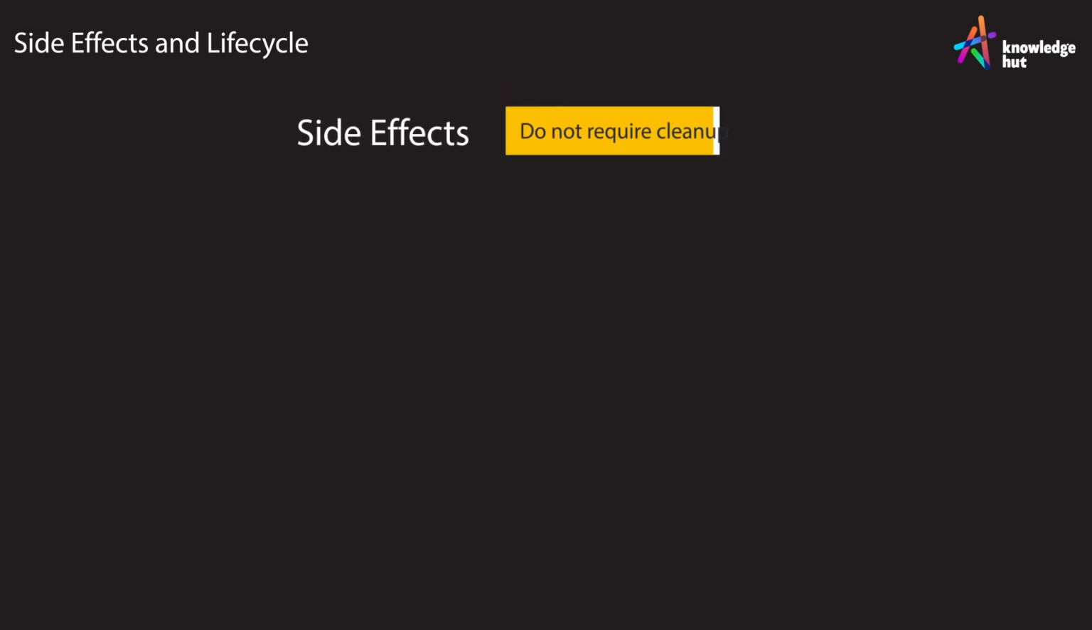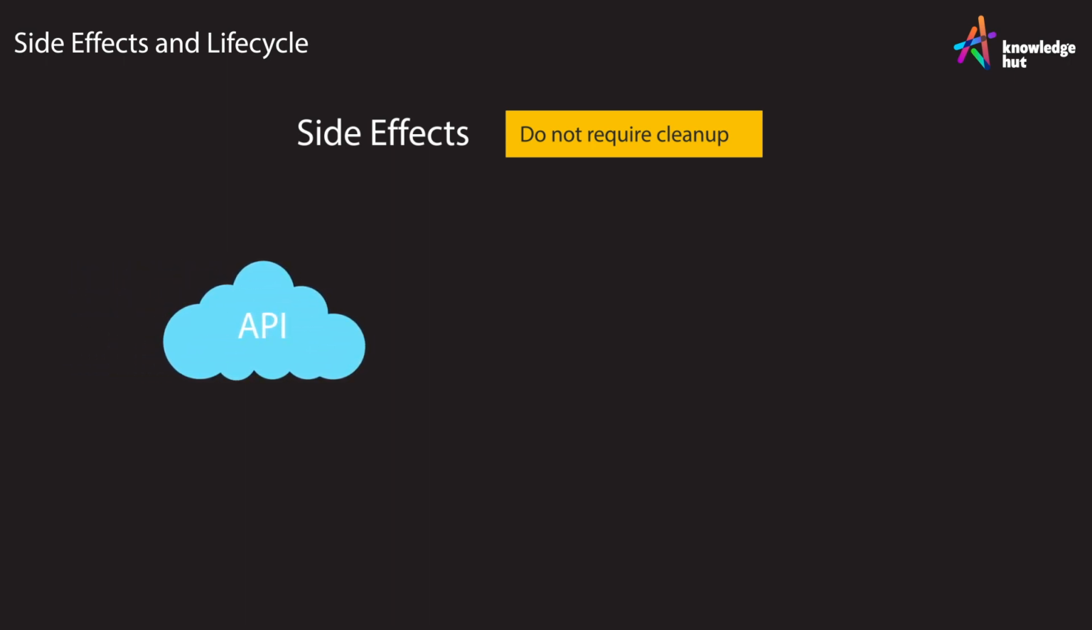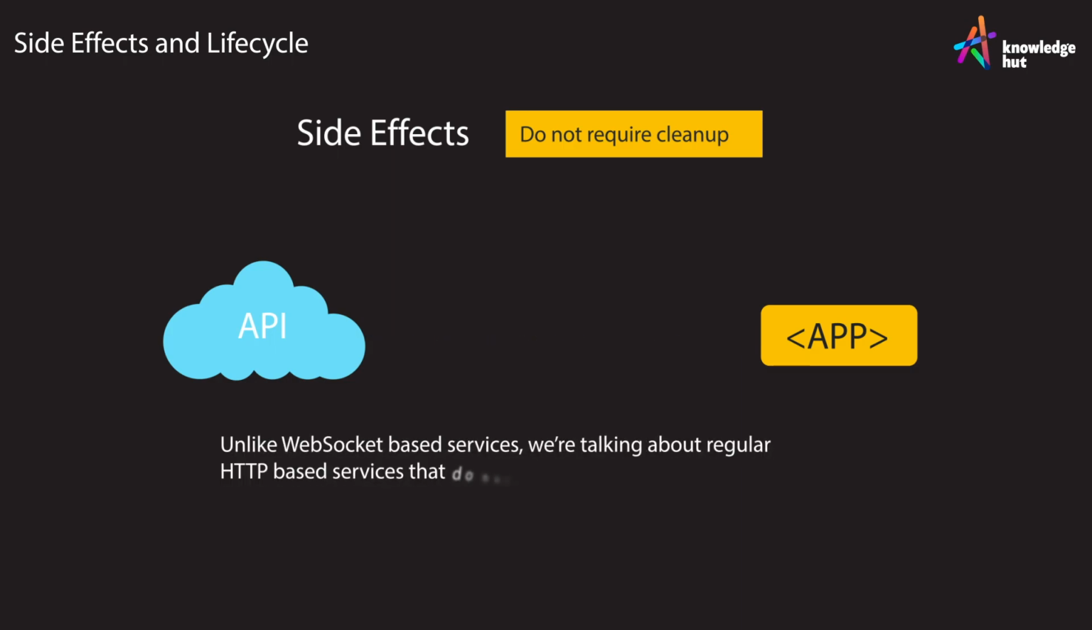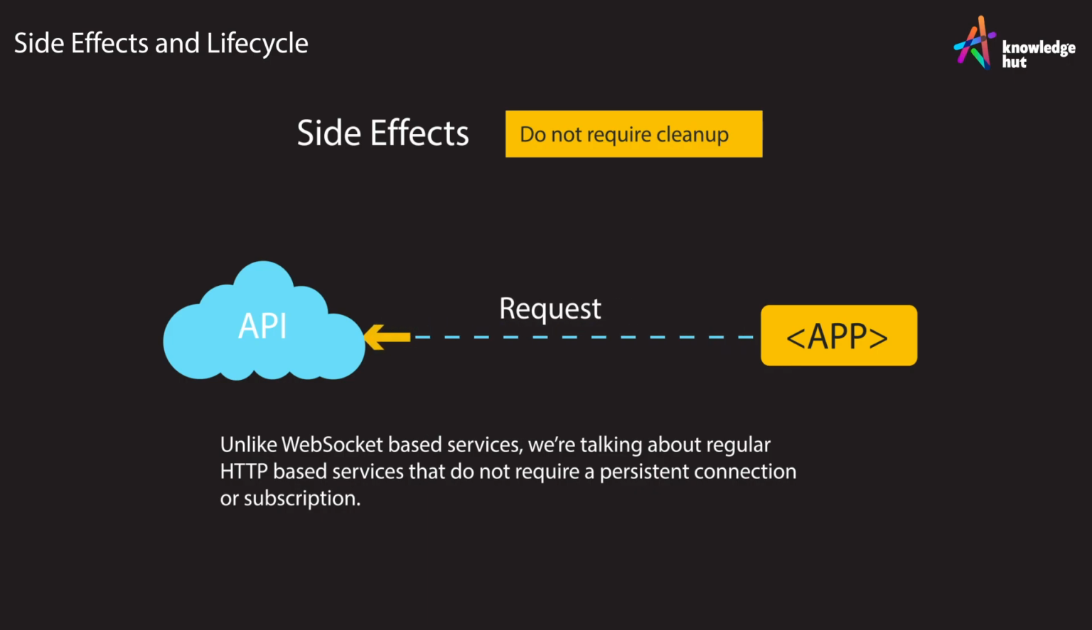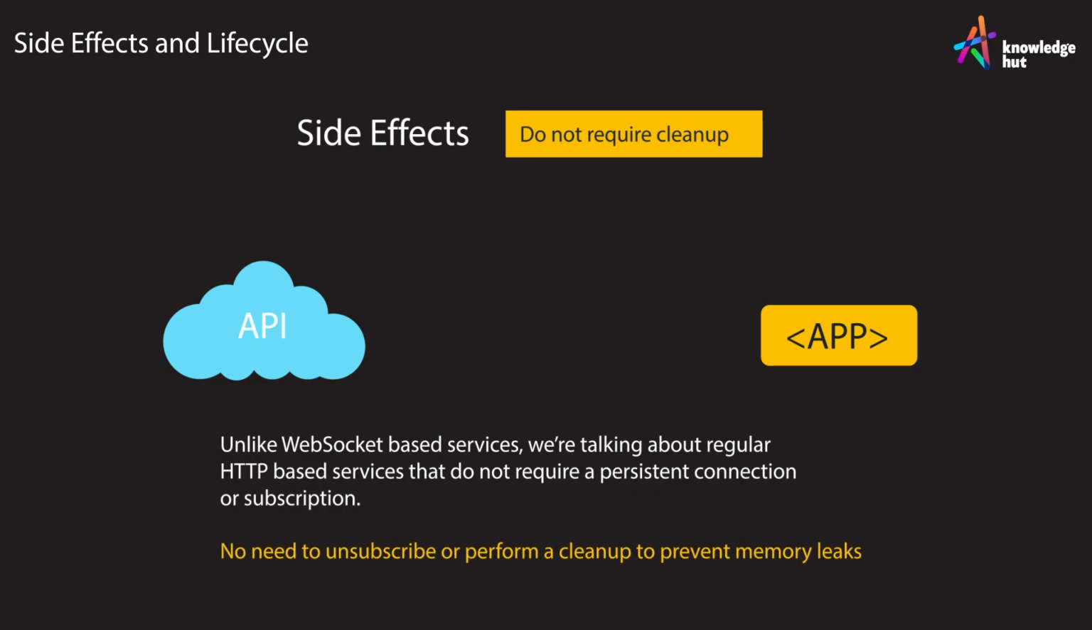The first and most common type of side effect involves placing a network request to an API or a service to fetch data that you would want to display in your React application. This kind of side effect does not involve a persistent network connection such as the ones using WebSockets or subscriptions. Our app sends an HTTP request to an endpoint, and the API service responds back with a result, typically as a JSON object, which we can then consume in our React application. Therefore, after performing the side effect, we don't need to perform any cleanups or teardown to prevent memory leaks.